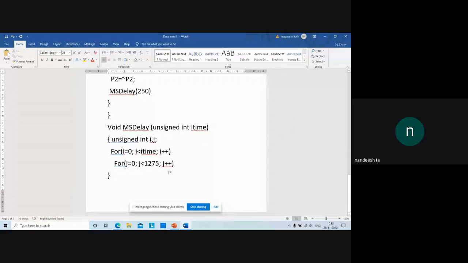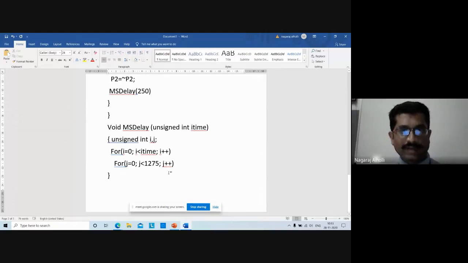If you use some other values, it is going to generate some other delay. This will give us the delay of 1 millisecond. For j is equal to 0, j less than 1275, j plus plus. Then end the delay function. Okay. Fine.